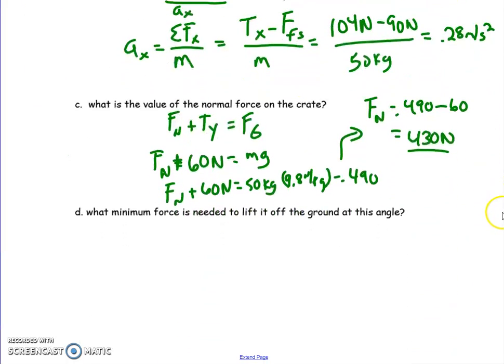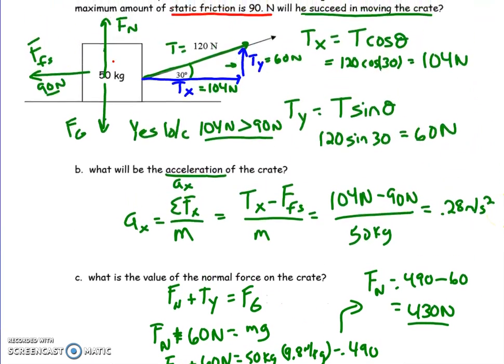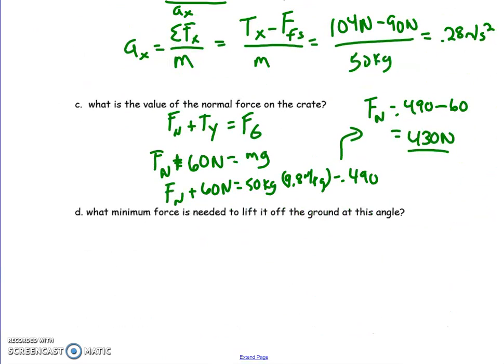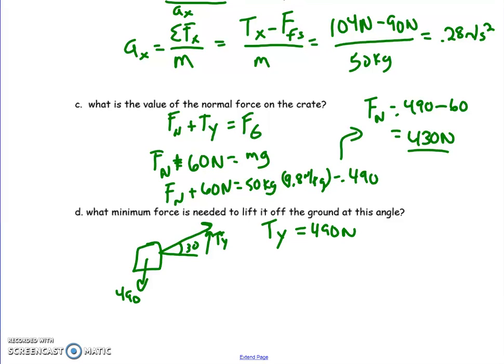Last question. What minimum force is needed to lift it off the ground at this angle? Ooh, this is a tougher little problem. Okay, so if I want to lift it off the ground, actually I'm going to just redraw it down here. Okay, so let's do a quick little diagram. I've got the weight of 490 down, and we're pulling at some angle of 30 degrees. I need to have a force that is in the y direction that's at least 490. So that's how I start this. The vertical component of the tension has to be at least 490 newtons, and it will lift off the ground.